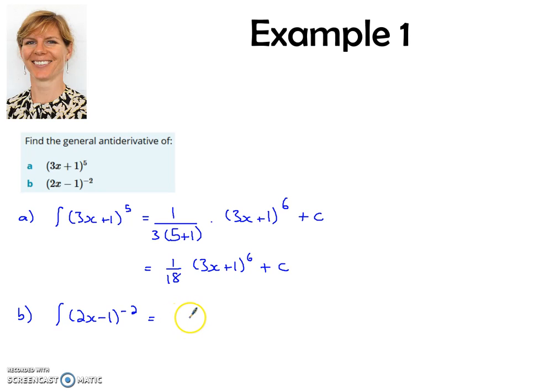So same thing, we start with 1 over a, which is 1 over 2, times (2x − 1) to the power of negative 2 plus 1, increase that power by 1, plus c. Then just simplifying, that gives us negative a half times (2x − 1) to the power of negative 1, plus c. Just bearing in mind the formula, you're multiplying by 1 over a outside, r plus 1, and then the same process: increase the power by 1, and don't forget to add c.